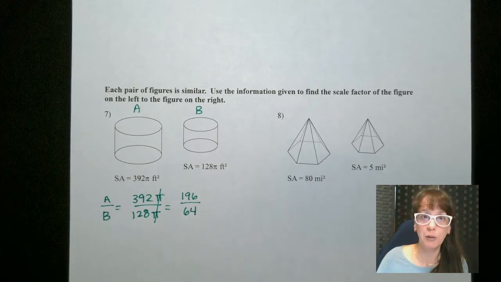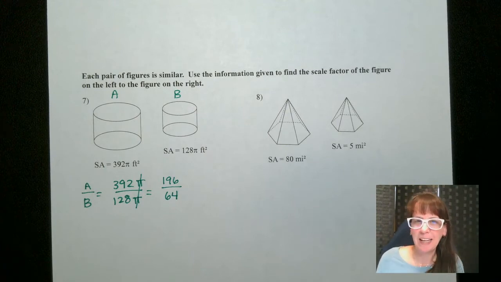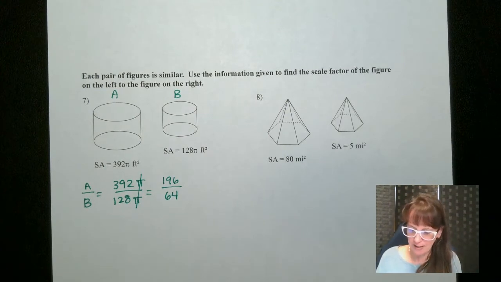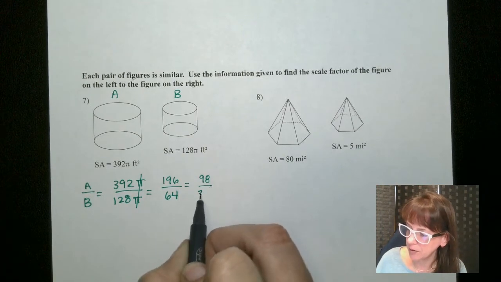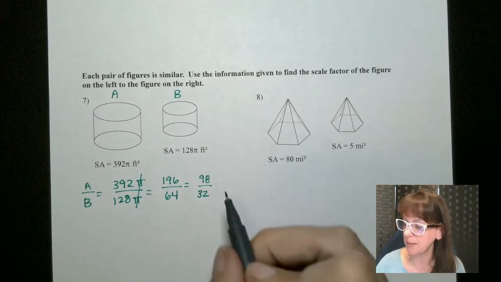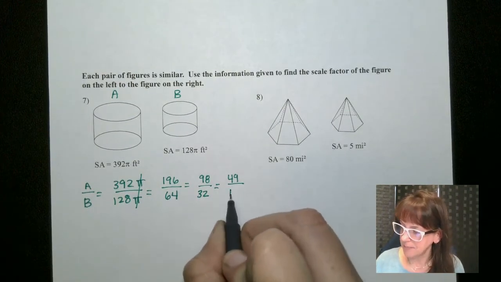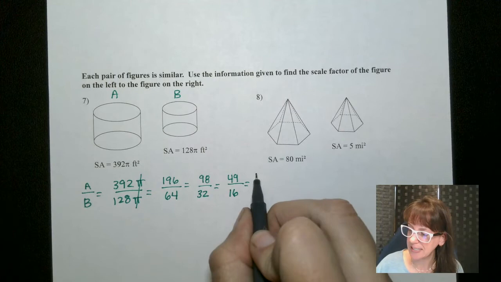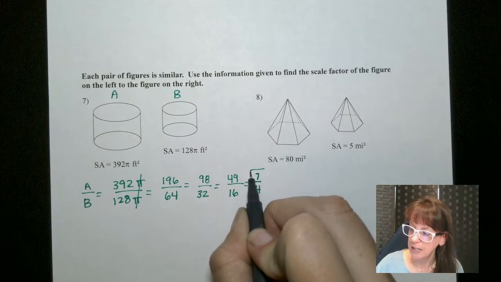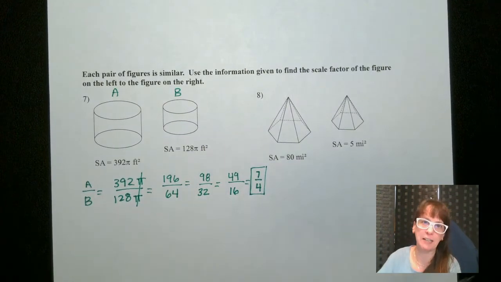Now, this is where it's good to know your perfect squares, because I look at that and I see, aha, I have 2 perfect squares that are there. I could reduce them again. Let's see. If we did, this would be, wait, 196 divided by 2. Oh, yeah. So this would be 98 over 32. And I can reduce that again, which is going to be 49 over 16. And so at that point, I can't reduce any further. But now I know that these are perfect squares. And so that is 7 over 4. So the ratio, or the similarity ratio, or the scale factor is 7 to 4.